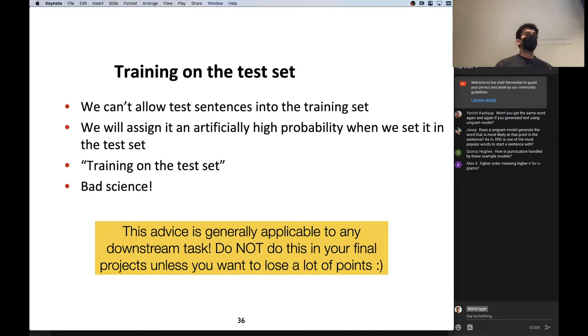And in general, in any machine learning application, you'll probably hear, never train on your test set, right? Because that's just going to inflate your numbers on the held out data, and it's going to make it such that you don't really know which model is better than the other, because you're not actually doing a meaningful evaluation. So again, this is generally applicable to basically anything you're doing in machine learning. If you do this on your final project, you will lose a lot of points, so don't do it.